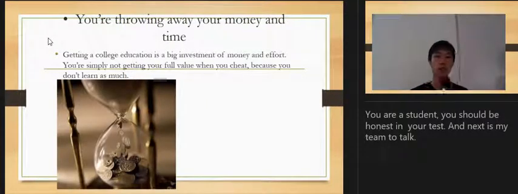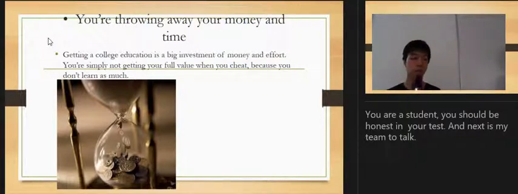Finally, you are throwing away your money and time. Getting a college education is a big investment of money and effort. You are simply not getting your full value when you cheat, because you don't learn as much. You are a student, you should be honest in your tests.